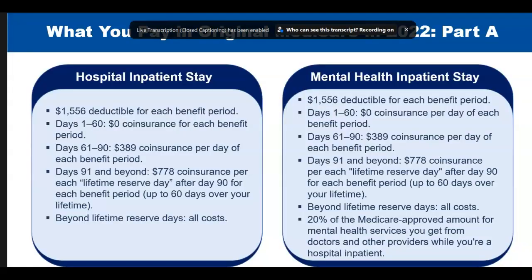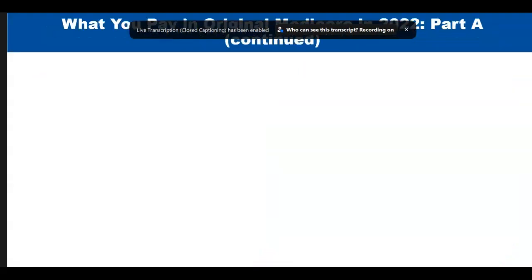So you can really see how significant these costs can be to an individual that's on a fixed income, even someone who's working. If there's an expensive hospital stay, Medicare covers a lot, but then there's so much more that has to be covered. Next slide.